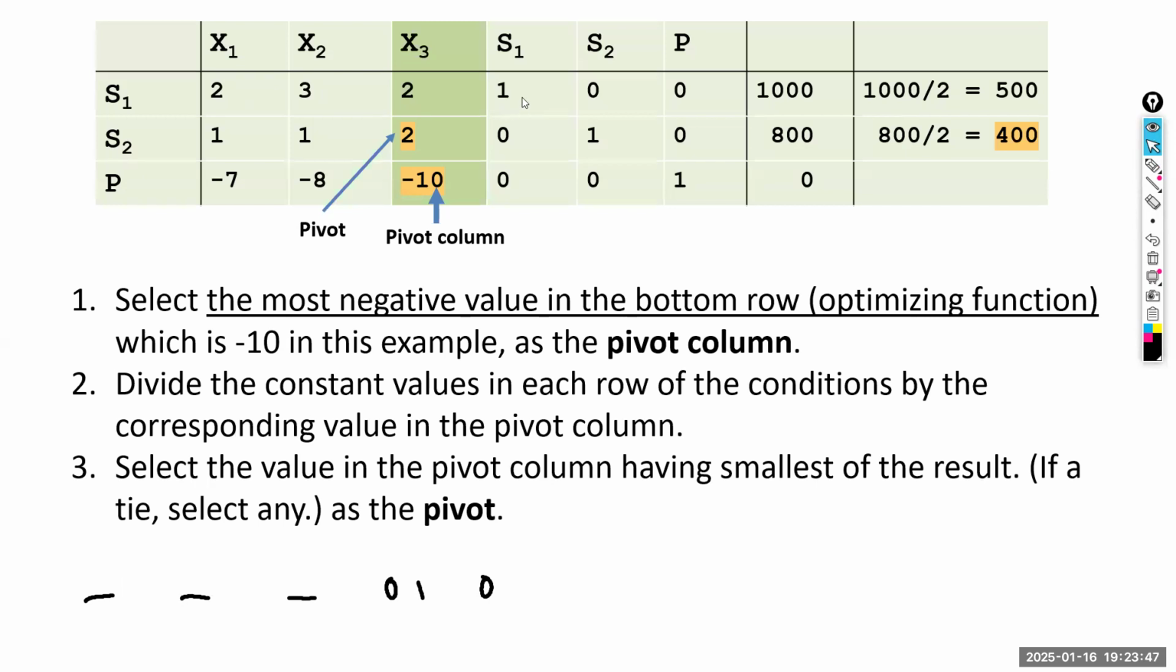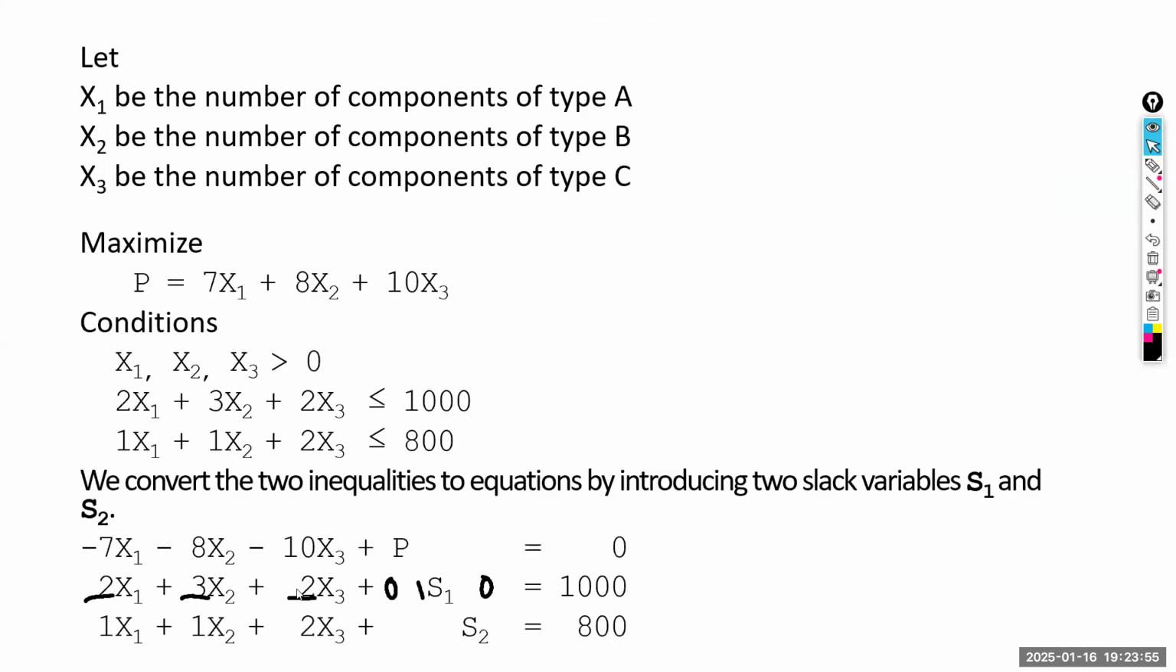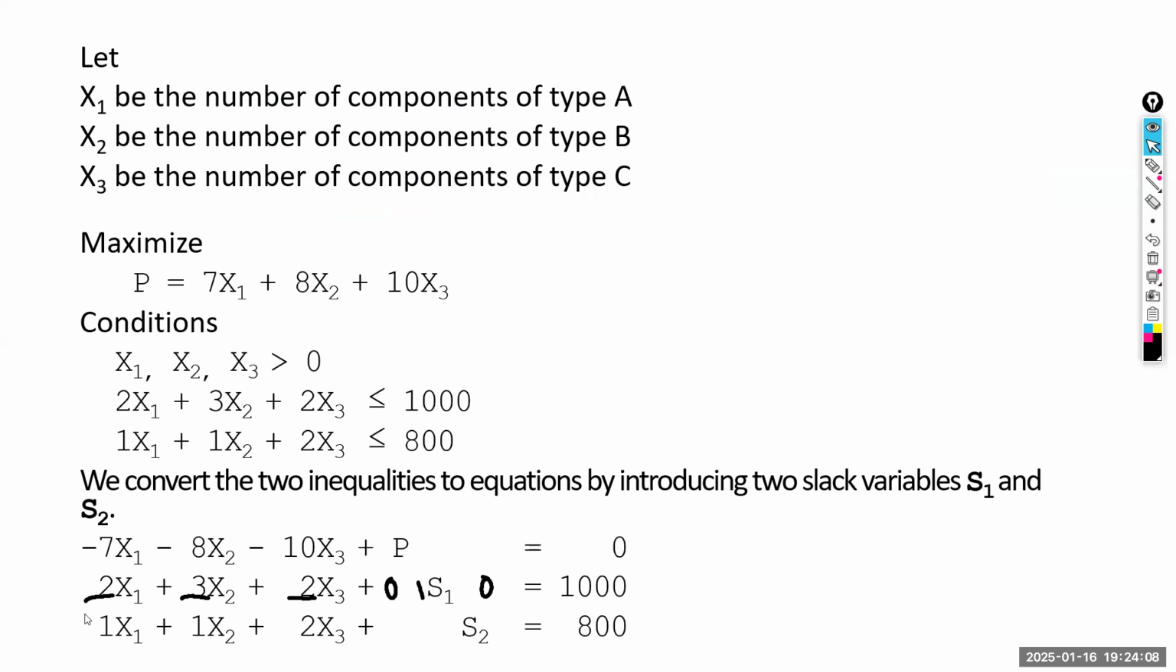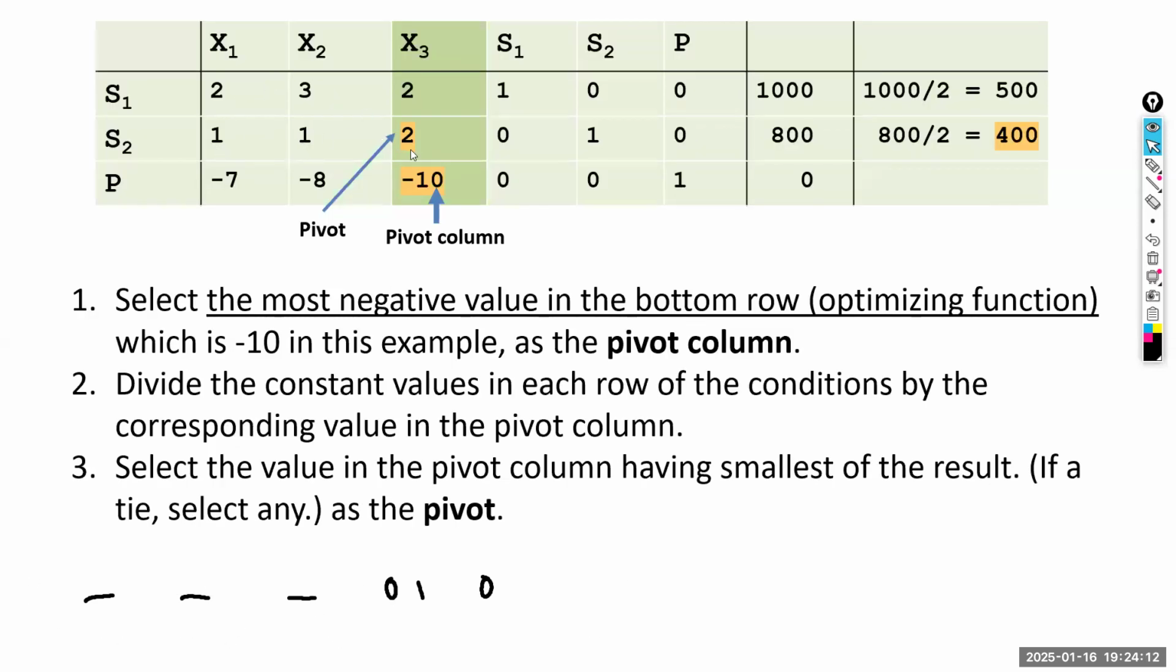2, 3, 2, 1, 0, 0 because I have taken the profit to the right side. S1 is 1. No S2. No P value because this inequality has no S2 or P value. Then the second one: 1, 1, 2. Then no S1 value, but the S2 value is there, no P value.